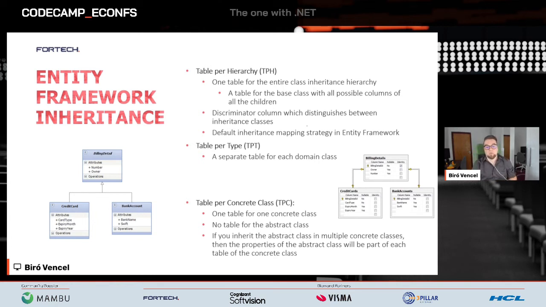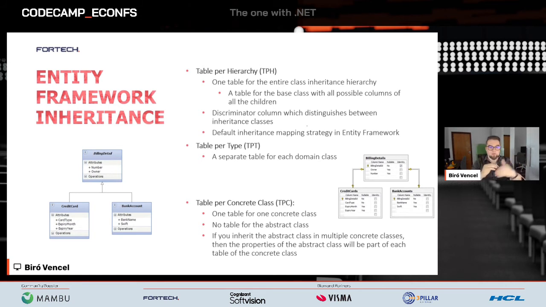Table per type inheritance means that there is a separate table for each domain class. One table for the base class, one table for each inheriting class, and there is a foreign key towards the base class. Finally, table per concrete class. This approach suggests one table per concrete class, but not for the abstract class. I will show you in the next slide.